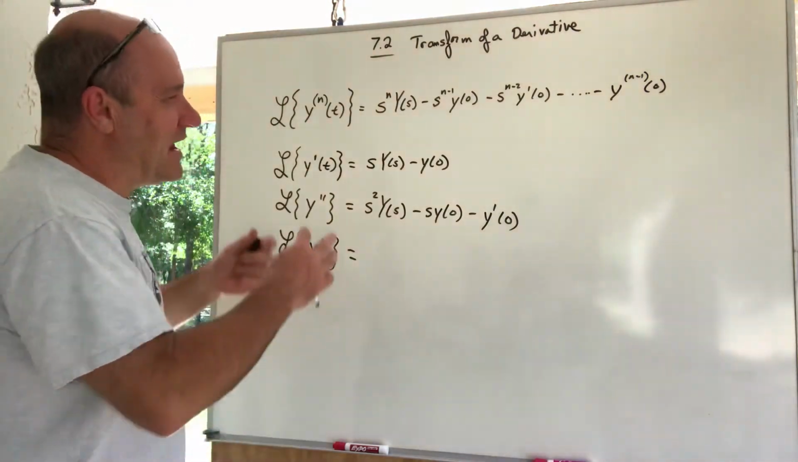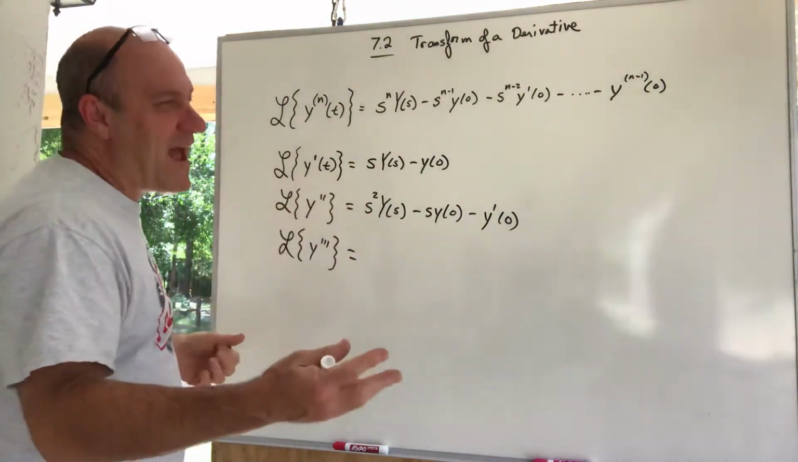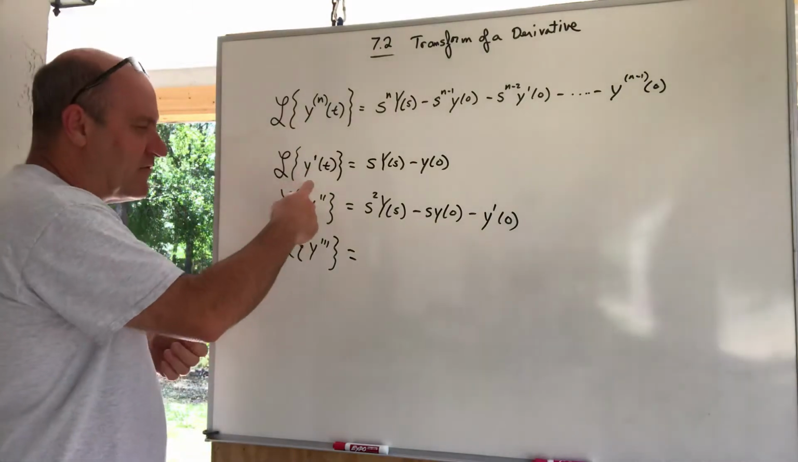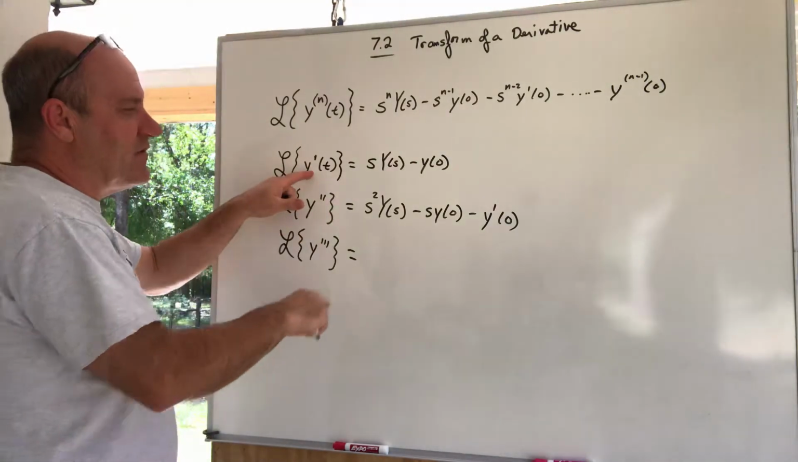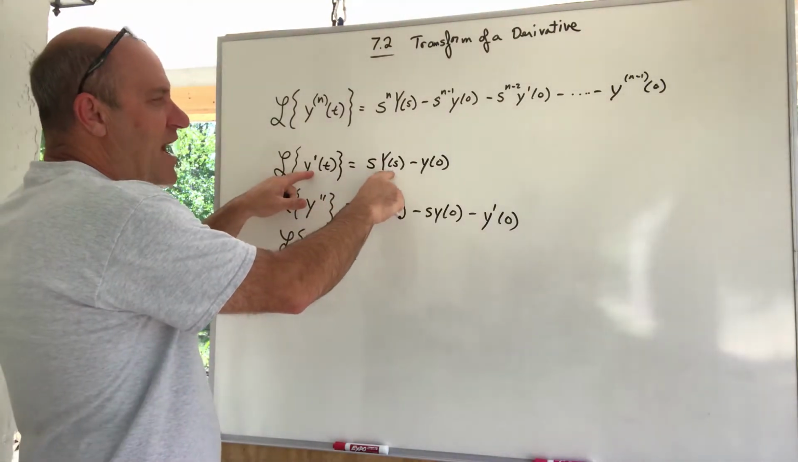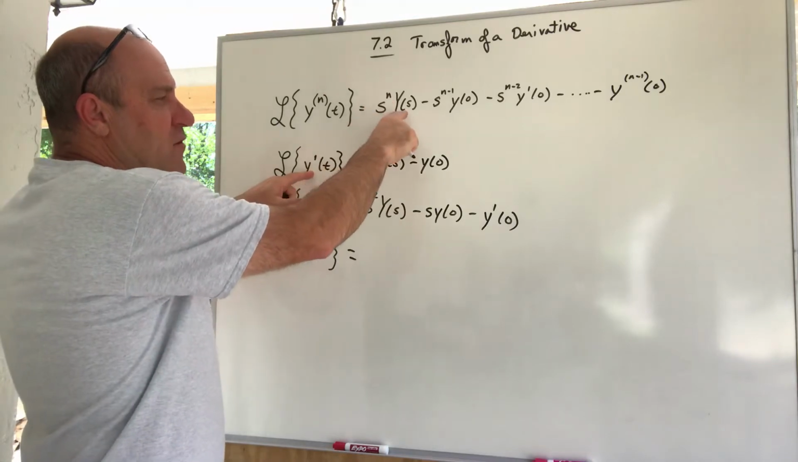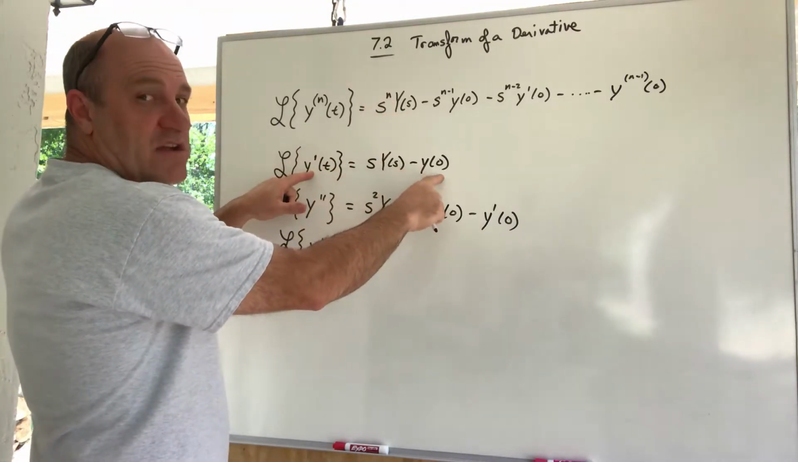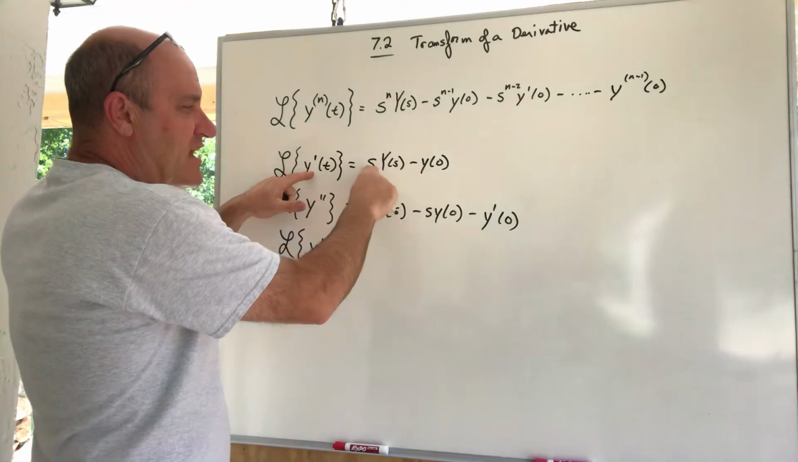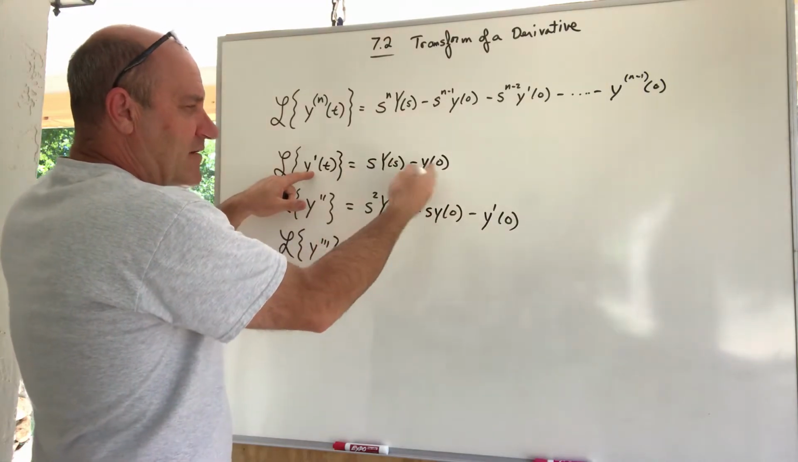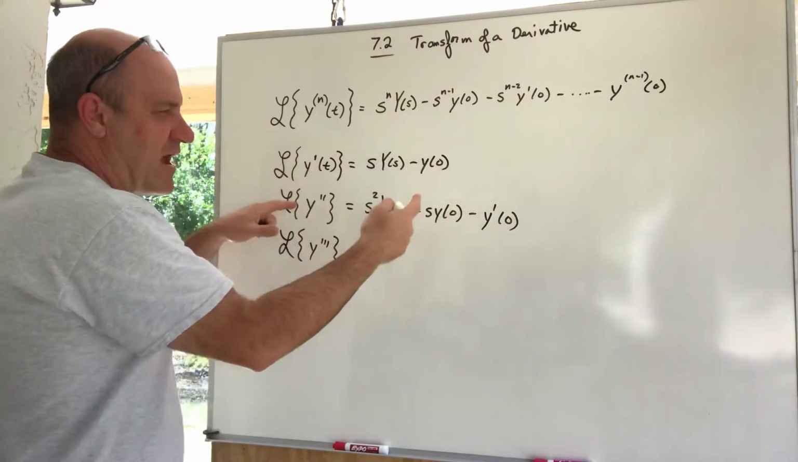It's kind of complicated. So in practice, we do a first derivative or a second derivative. Let's try. A first derivative would just be s times big Y of s, just an s to the first, big Y of s. And then we only have one initial condition, y of 0. The s is gone away, and there you go. The pattern's over.